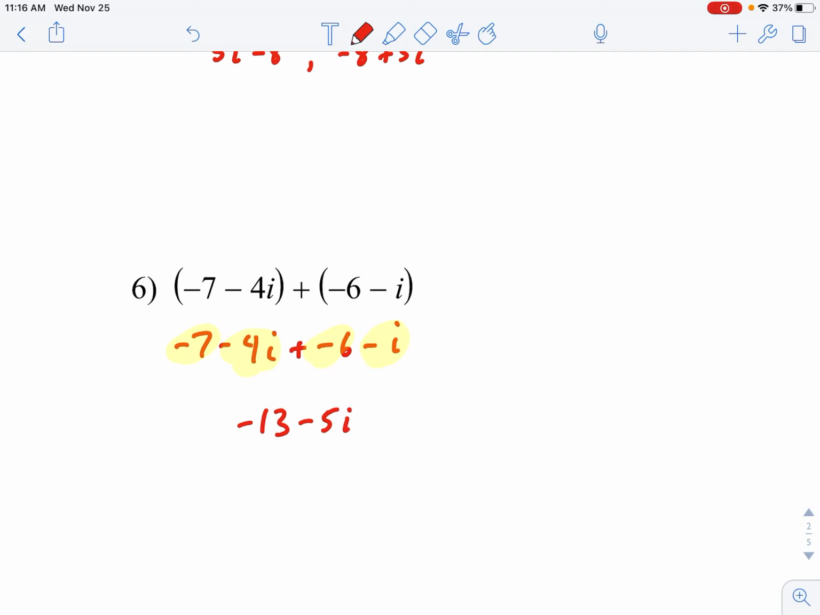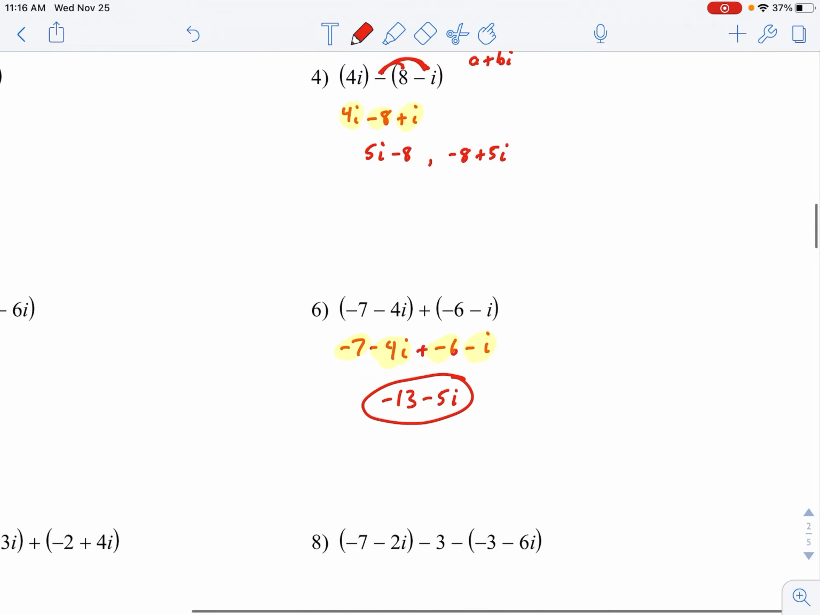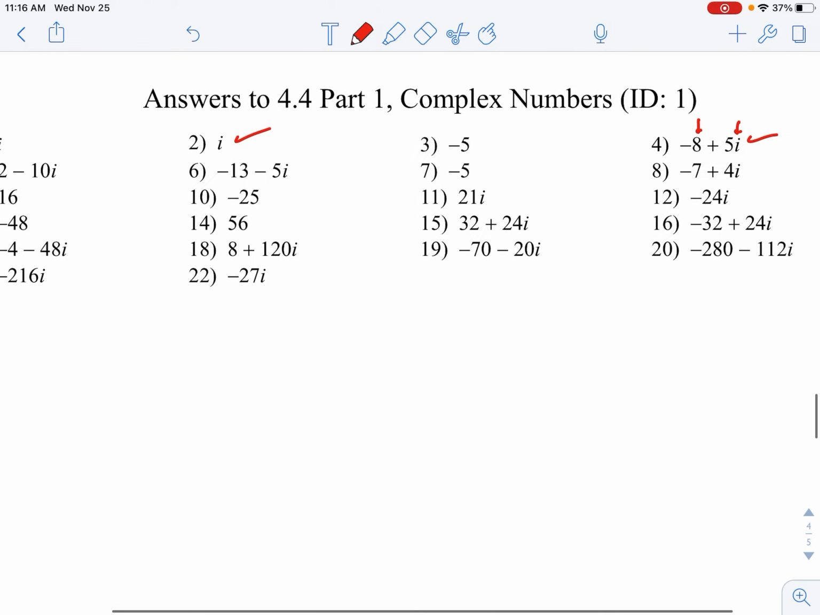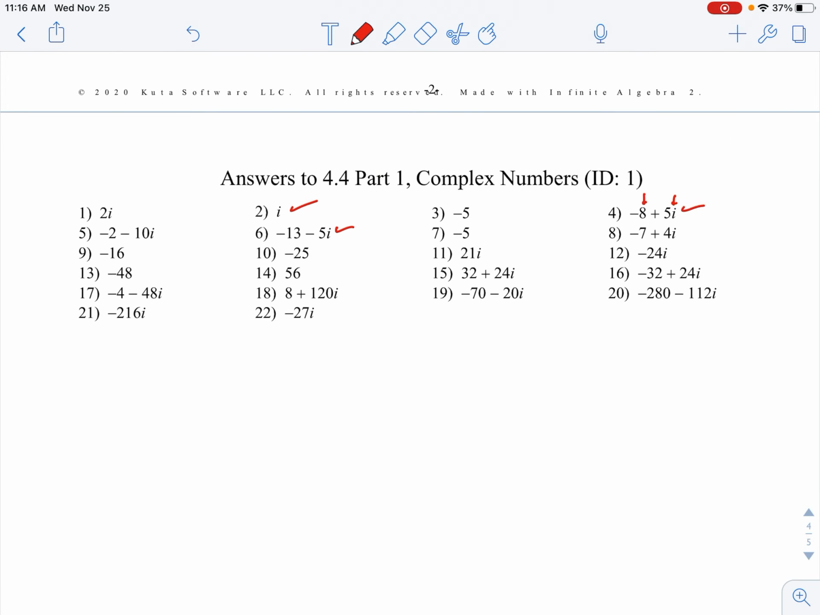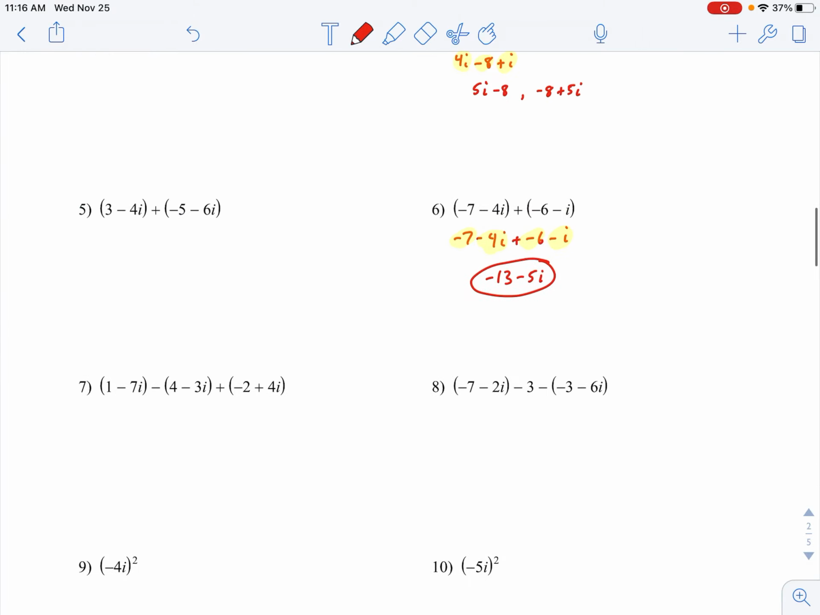Again, in the back of your mind, you say, okay, i, it's this imaginary number. It's the square root of negative 1. It's weird. I've never seen it before. But for the math you're doing right now, i is a variable. You're combining like terms, and that's all there is to it. So you don't have to be bothered by all those extra details. Negative 13 minus 5i, there it is.